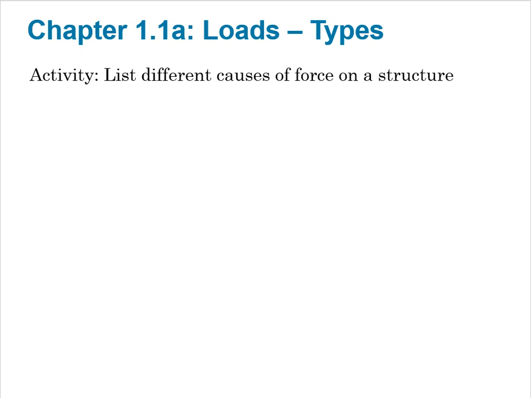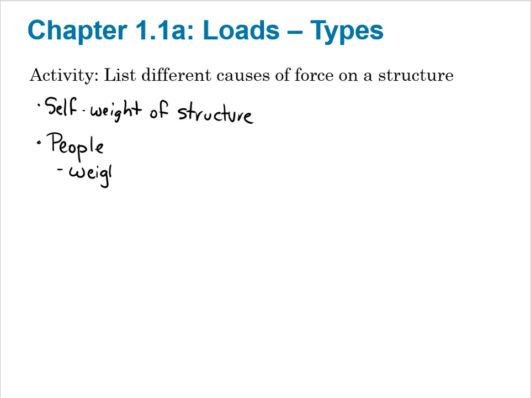I am guessing that somewhere on your list, you have the self-weight of the structure. You probably also have people on your list. People cause force due to their weight, but they cause different force due to jumping, and they cause force in a different direction when swaying. What about the chairs and desks and other furniture?